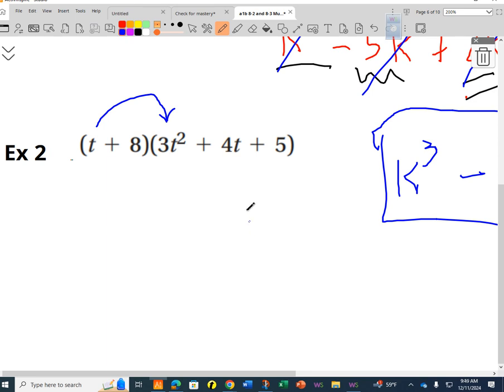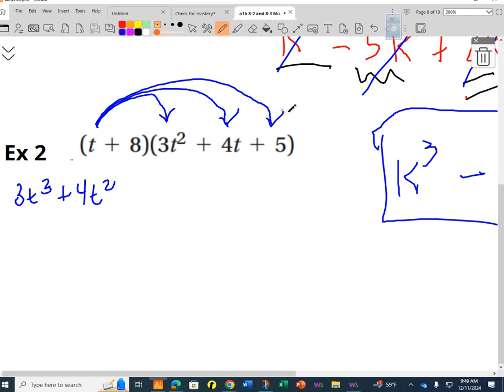Annie? Perfect. And now we do the t times 4t. What's t times 4t? Anson? Perfect. Positive 4t squared. Now you distribute the t to the last term. What's t times 5, Jeremiah? So remember, number times number, variable times variable. What's the, say it again? Perfect. 5t.